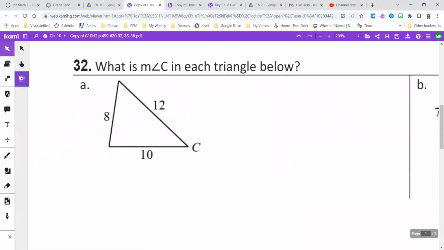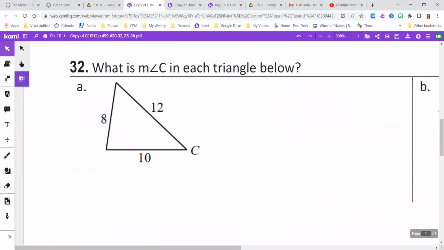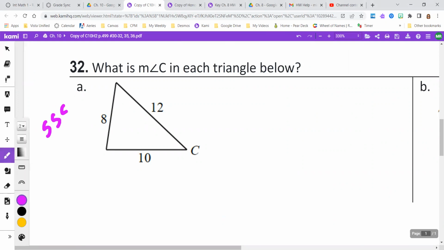Now, on 32A, I know three sides, and I want to find an angle. This is called side, side, side. And when you have side, side, side, you're going to be using the law of cosines. But one way just to check, if you can't remember the different situations, is to take a look at what you know.